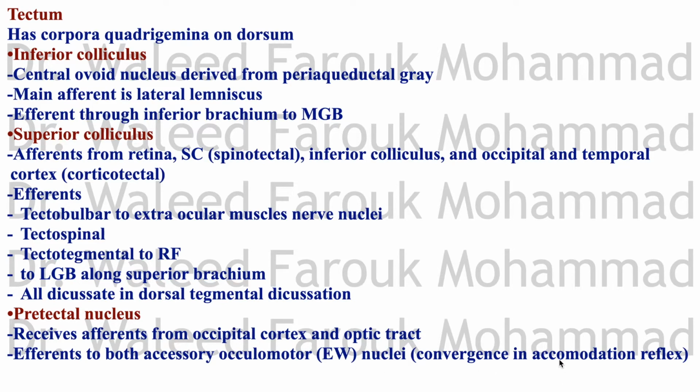Accommodation reflex is the reflex initiated when you look at near objects, a convergence of both eyes towards the object, and with pupillary constriction to limit the amount of light entering the eye. This is the accommodation reflex, and controlled by the pretectal nucleus, the one we are studying now.